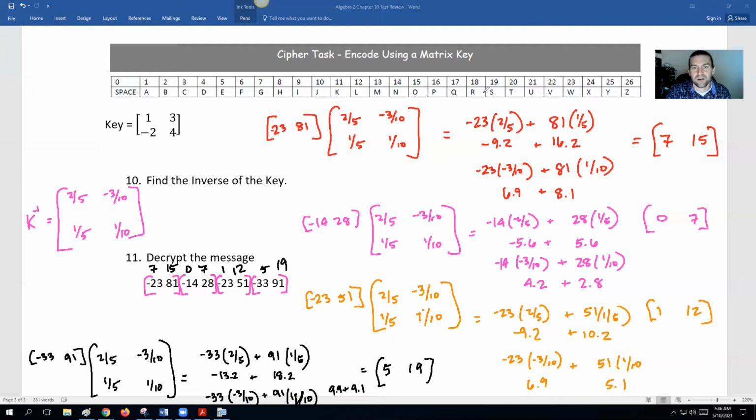All right, so what letters are these? What is the secret message? If we look at it, 7 is a G, and then 15 is an O, 0 is a space, 7 is a G, 1 is an A, 12 is an L, 5 is an E, and 19 is an S. Go Gales. All right, we did it.